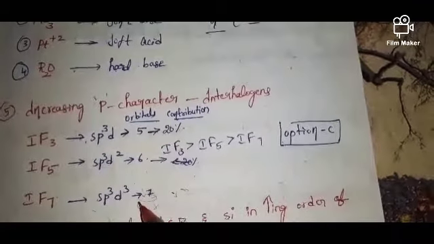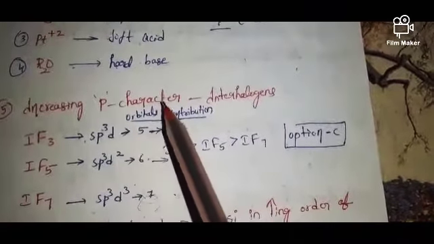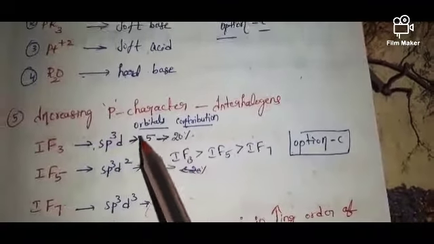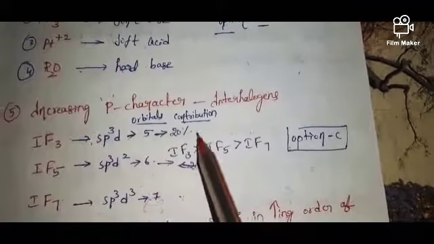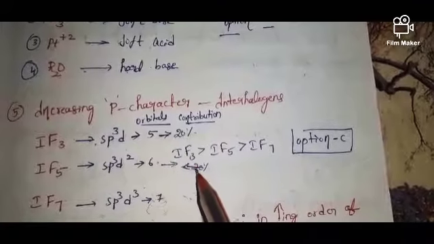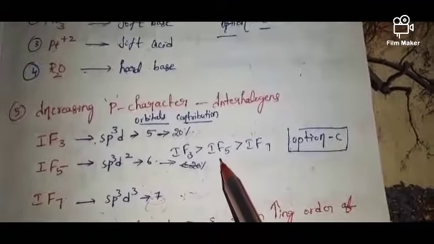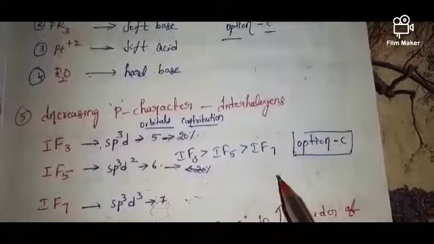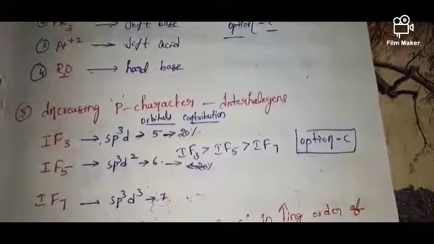Here they asked about the increasing p character. The p character is more for IF3, because only 5 orbitals are present. Next IF5, followed by IF7. So our answer is option C.